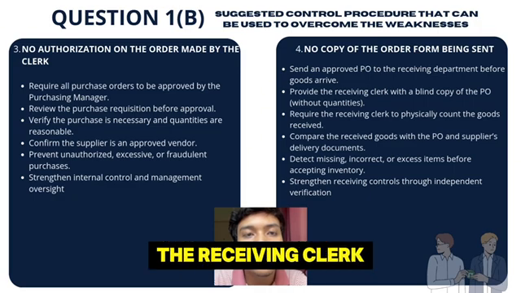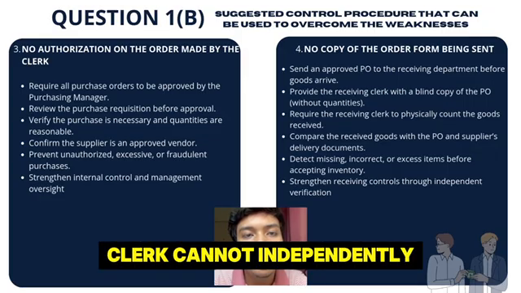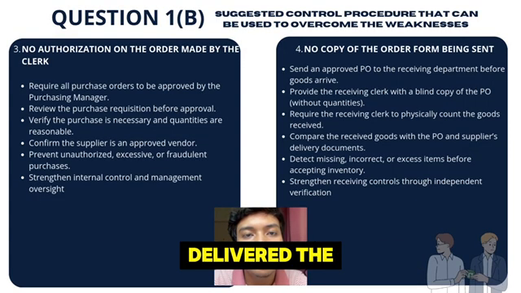In the case, the receiving clerk only checks each item against the supplier packing slip because no purchase order is provided. This means the receiving clerk cannot independently verify whether the supplier delivered the correct quantity or types of goods ordered.